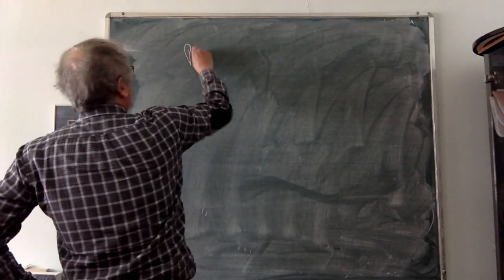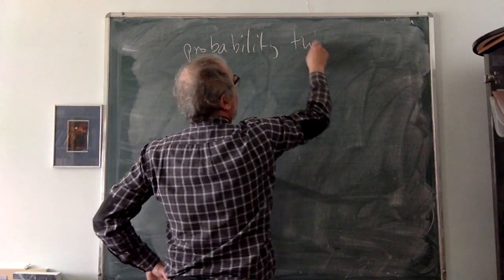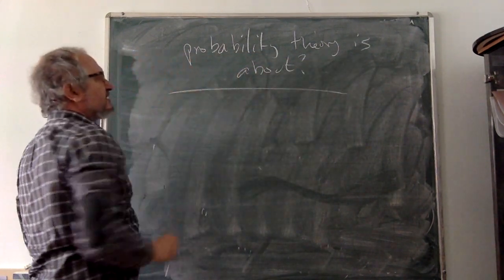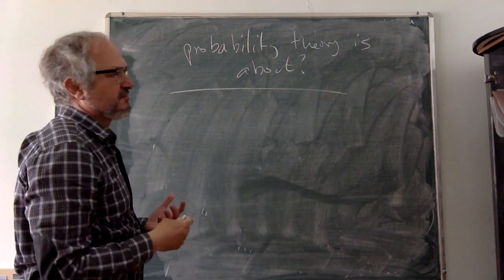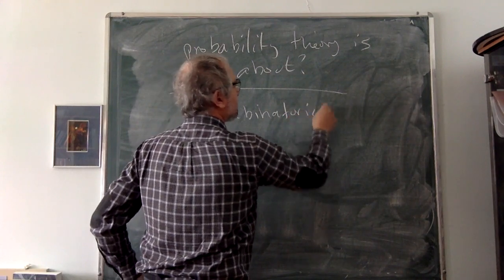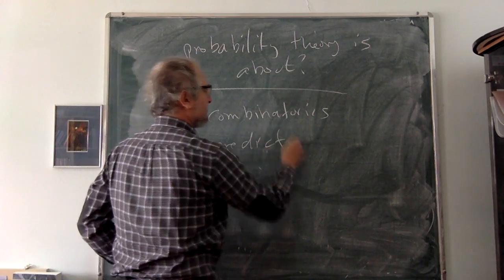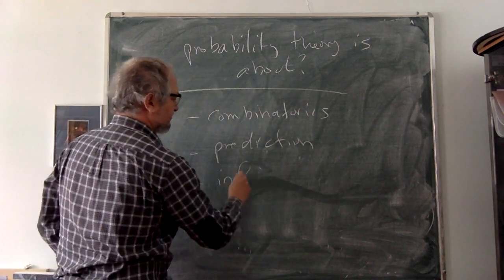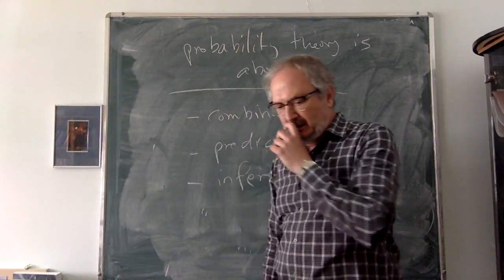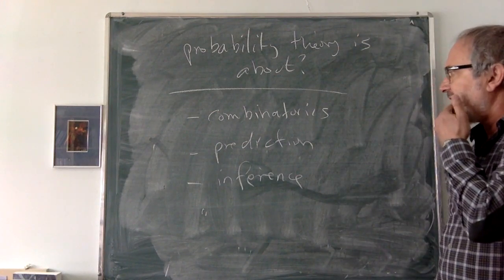Well, what is probability about? Well, probability theory is about three things: combinatorics, prediction, and sort of inference.